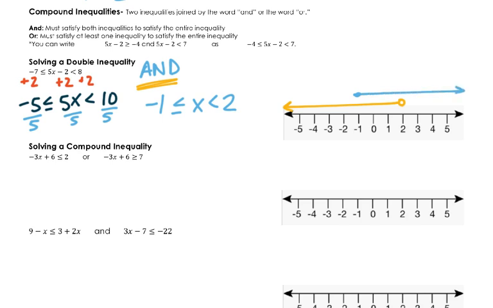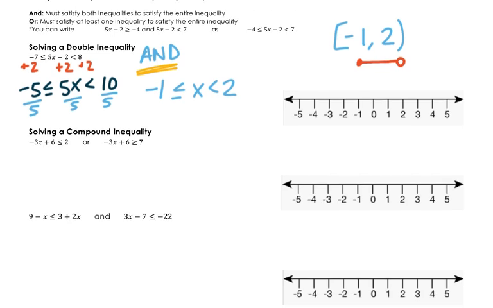And implies where are they both true, so it looks like they're both true right in the middle. So they're both true on negative 1, both true in the middle, all the way up until 2. So I'm going to get rid of the working part. This is my final graph, and I can write my interval notation from there. Closed on negative 1, all the way up until 2 open.